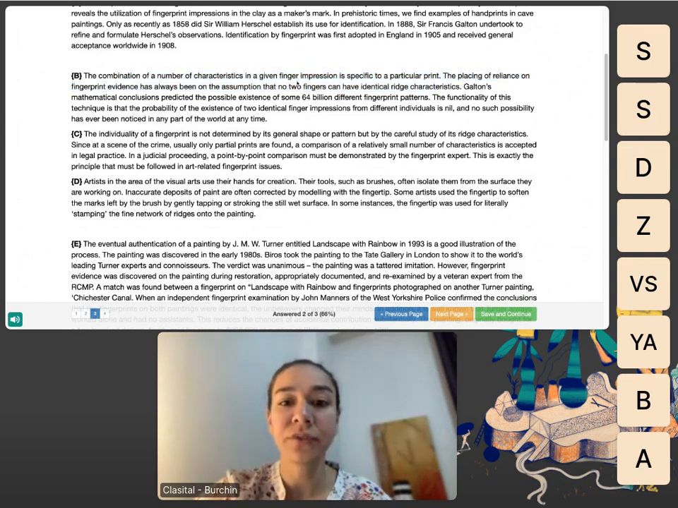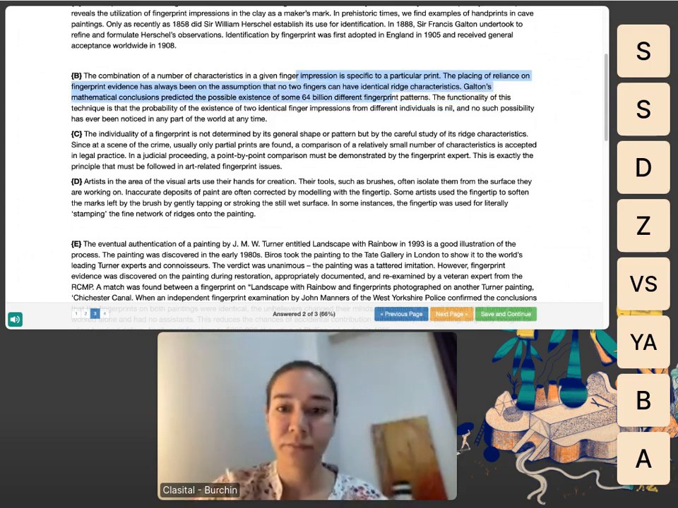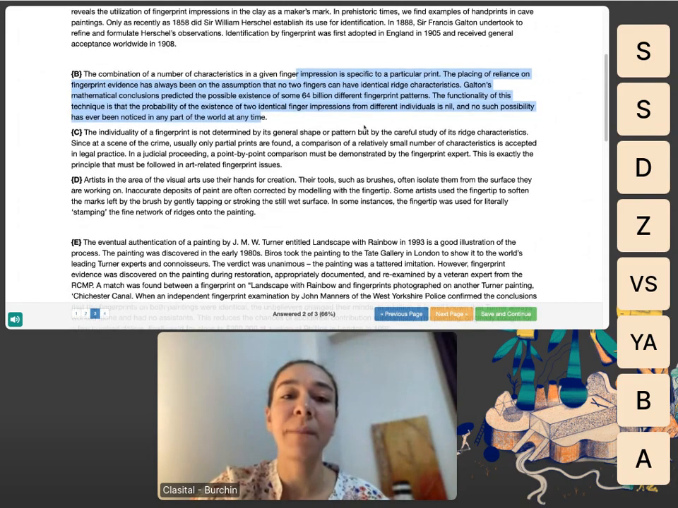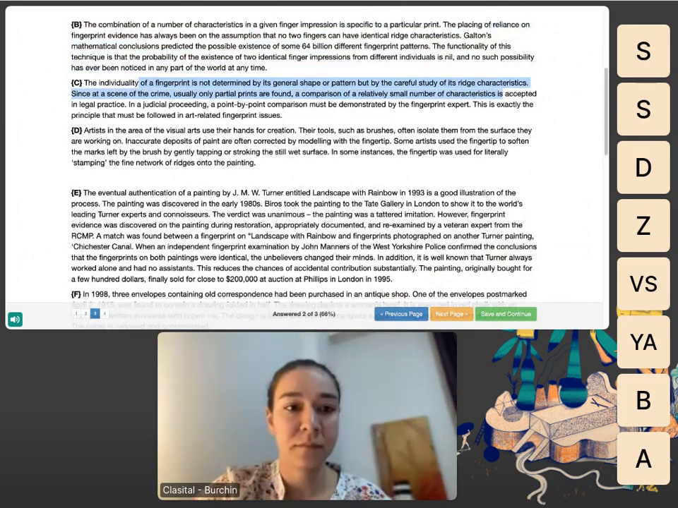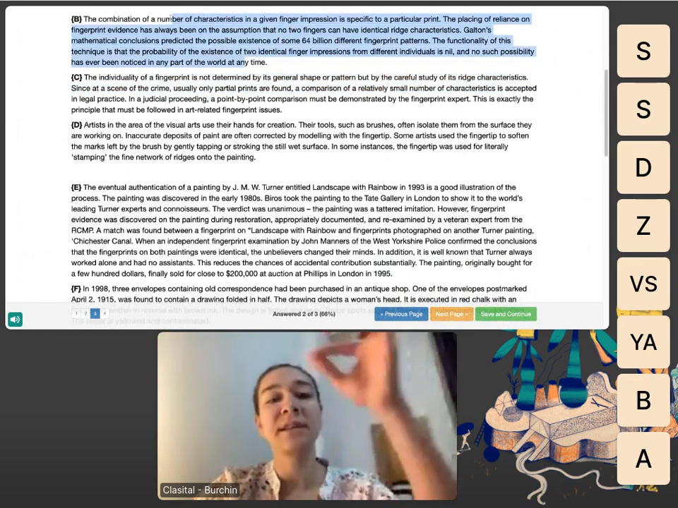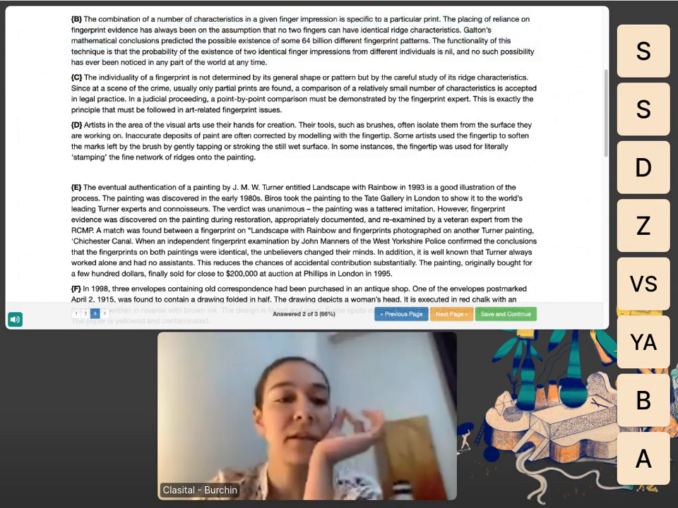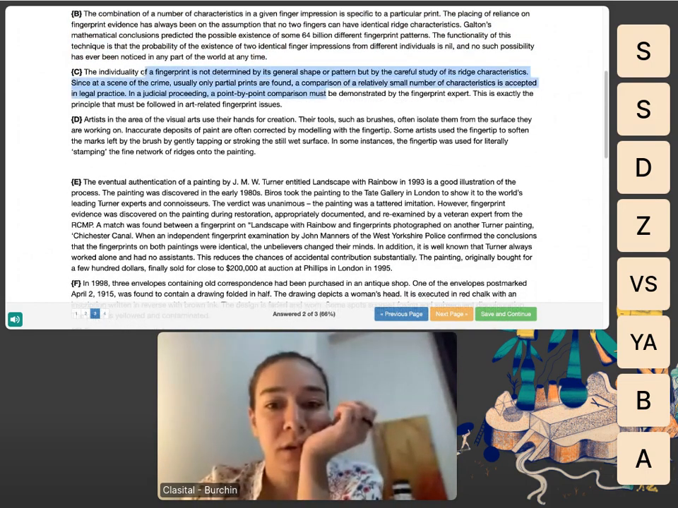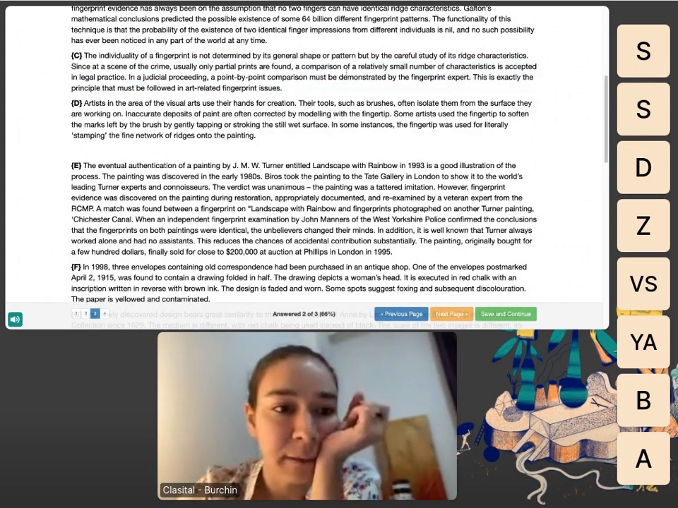Okay, no two fingers can have identical ridge characteristics. So I'm looking for a painting. They are talking about the characteristic of the fingerprint, so this is not this. Art-related fingerprint issues. Okay, let me read it.